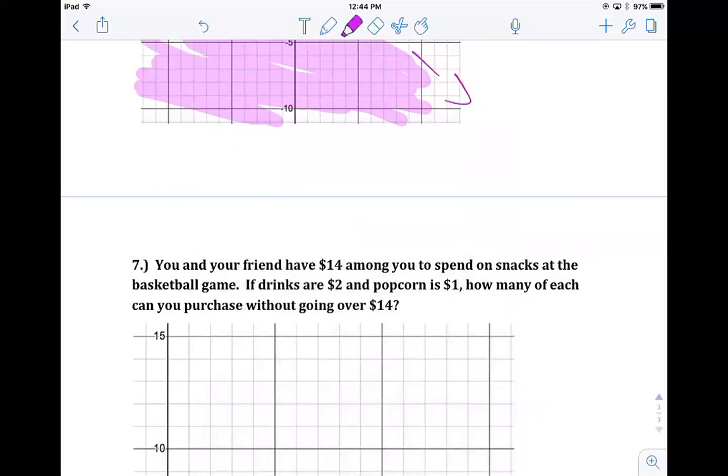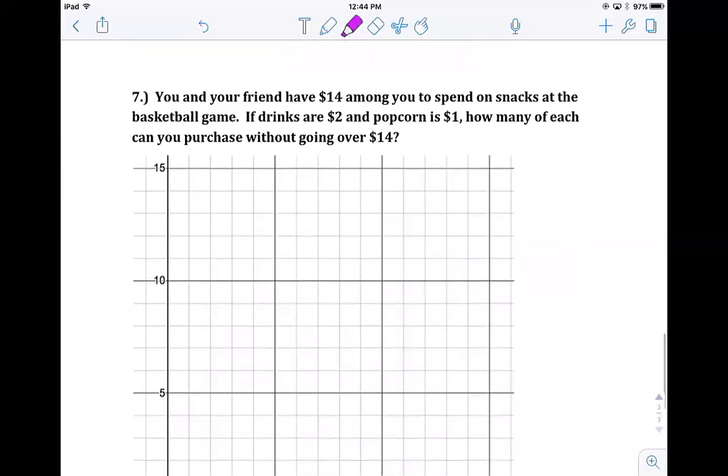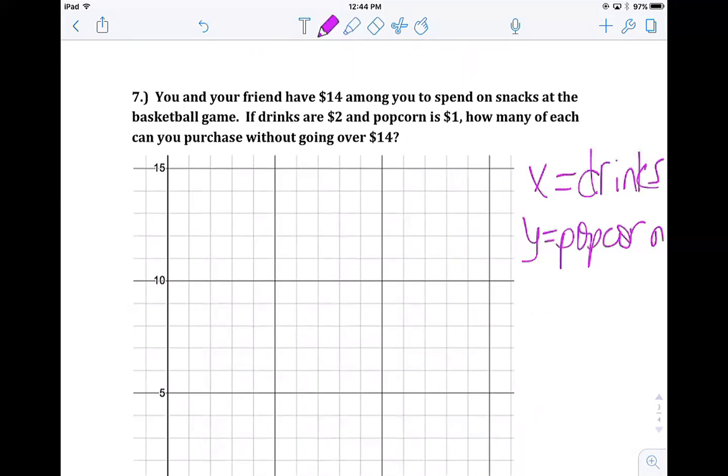And the final problem. So you and your friend have $14 to spend on snacks at the basketball game. Drinks are $2, popcorn is $1. How much can you purchase without going over $14? So let's start by saying, all right, let's make X be our drinks and let's make Y be the popcorn. And you could have this reverse from what I have. It won't matter in the end. So drinks are $2, popcorn is $1.